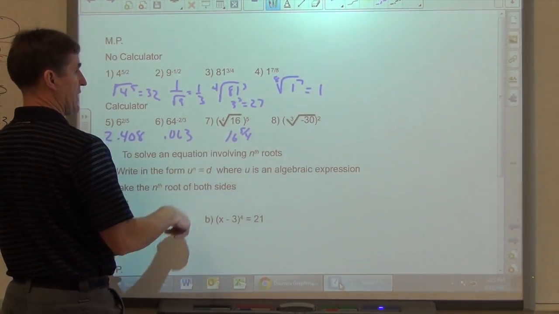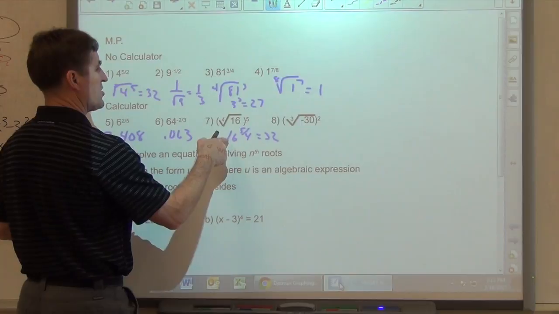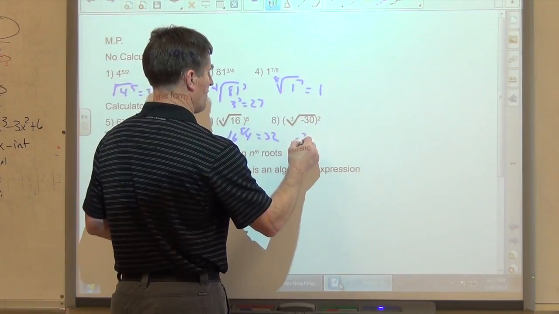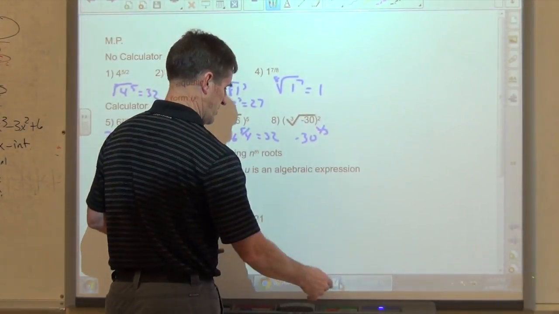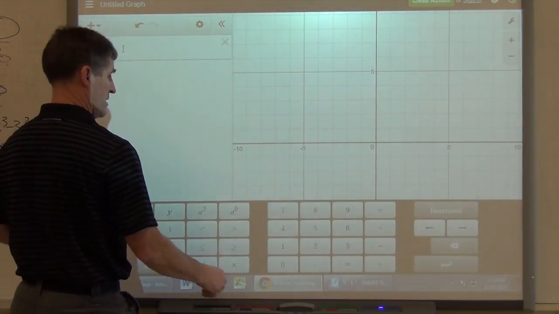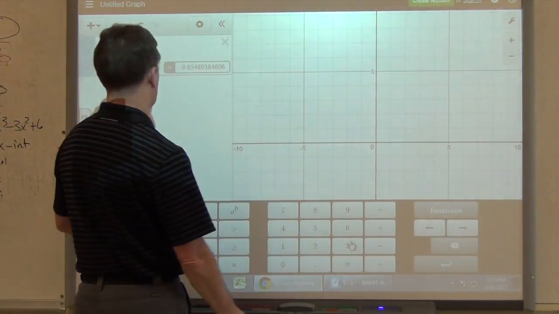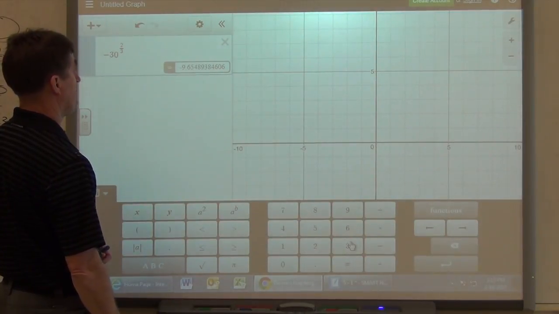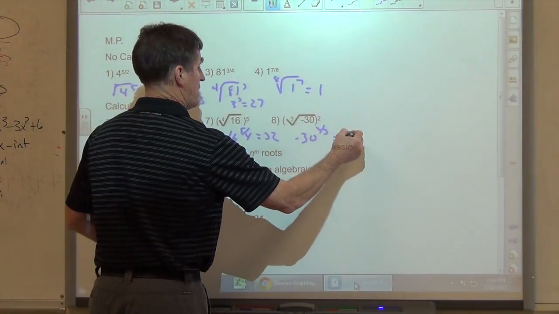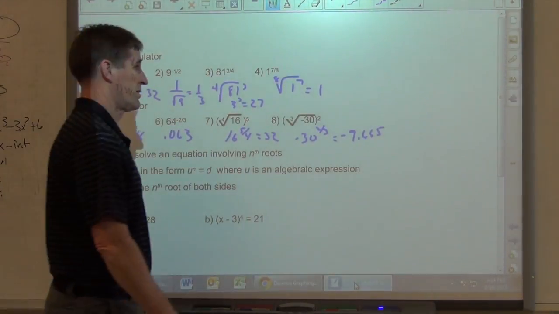Although this one you could have done without a calculator. If you type it in, you're going to get 32, but I could have just done the 4th root of 16 is 2, and 2 to the 5th is 32. And then the last one, the 3rd root, so I'm going to do negative 30 to the 2/3 power. Negative 30 to the 2 divided by 3, and we get negative 9.655. All right? So fairly easy there.